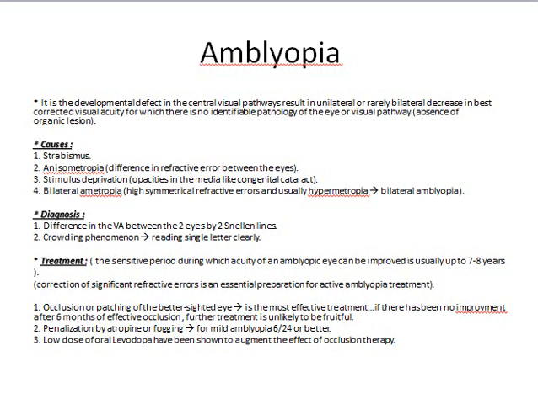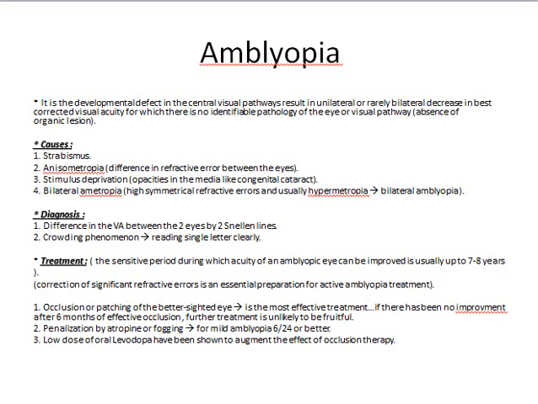The third cause of amblyopia is stimulus deprivation, which means opacity in the media, like in case of total congenital ptosis or congenital cataract. The fourth cause is bilateral ametropia, which means high symmetrical refractive errors, usually high hypermetropia, which gives rise to bilateral amblyopia. Diagnosis. First of all, there is a difference in the visual acuity between the 2 eyes by 2 Snellen lines. Second, by the crowding phenomenon, which means reading a single letter more clearly than reading multiple letters.